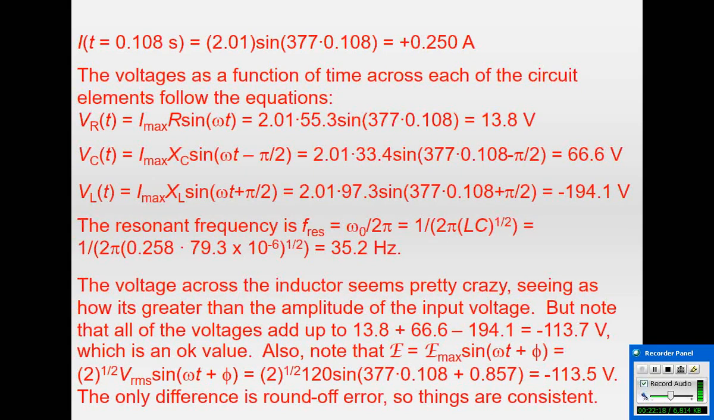The maximum voltage is equal to the square root of 2 times the RMS voltage. Omega is 377, t is 0.108. And when we do all that, we get negative 113.5 volts, which means that it's pretty close to the 113.7 from the other three. There's some round-off error. Otherwise, if we summed up these voltages, we would get cancellation. We would satisfy Kirchhoff's loop rule.